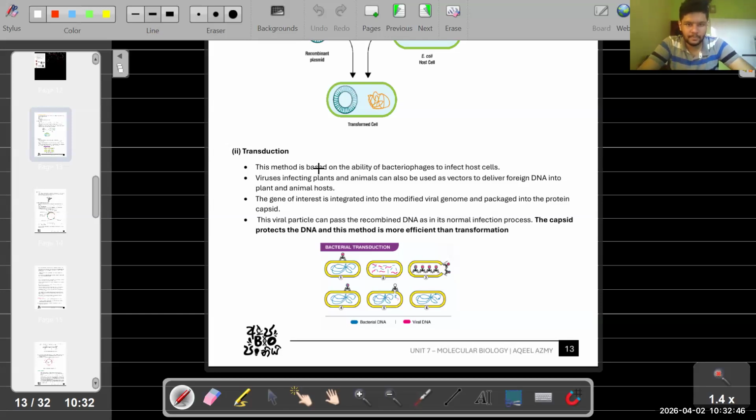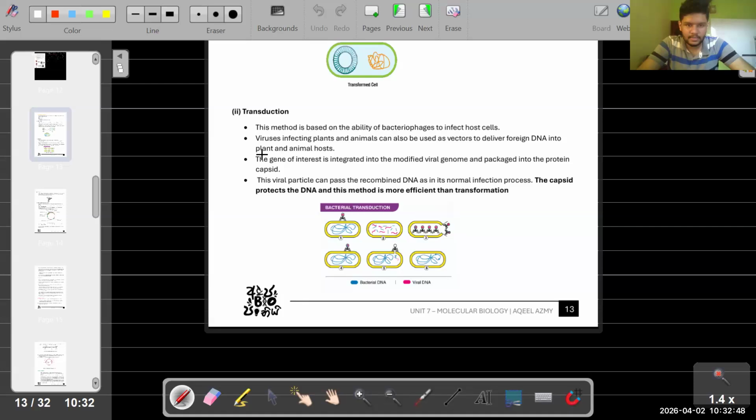Clear, right? Okay. Then let's move on to the third point. The gene of interest is integrated or joined into the modified viral genome and packaged into the protein capsid. I'll explain what is that, right? The viral particle can pass the recombined DNA as in its normal infection process. The capsid protects the DNA and this method is more efficient than transformation.